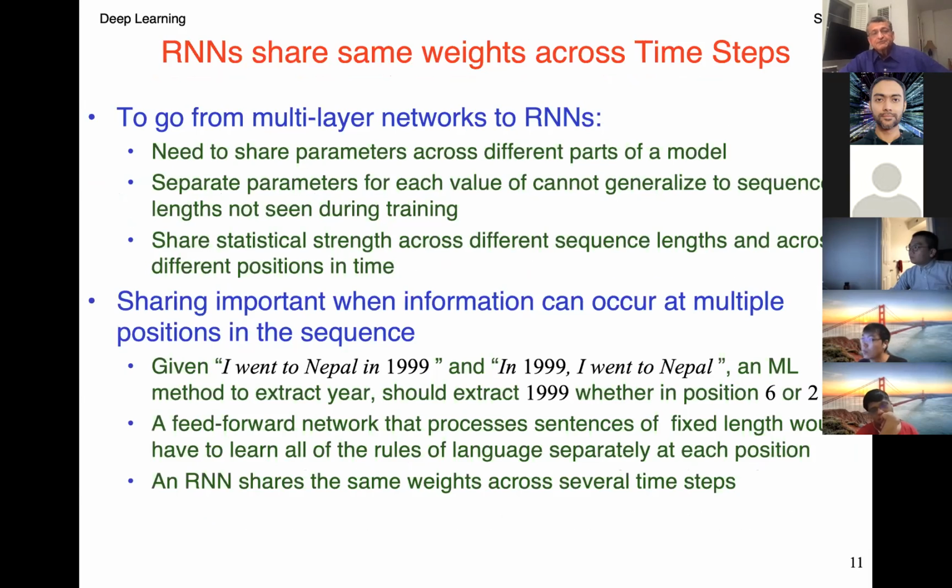The important step with RNNs is that they share the same weights across time steps. I already mentioned that when we compared it with time delay neural networks: when we go from one time step to the next time step, the weights or the parameters are what was used at the previous step. So to go from multi-layer networks to RNNs, the standard CNNs we've seen, or deep networks, need to share parameters across different parts of a model. So we're sharing parameters here.